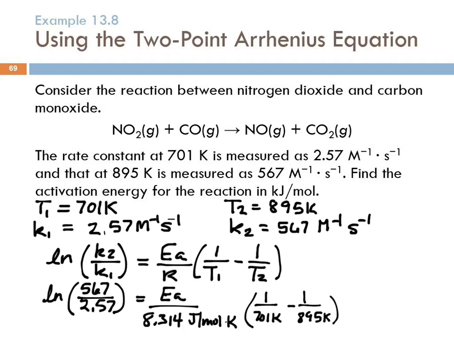So I'm going to take 567 and divide by 2.57. And then I'm going to take the natural log of that. You may want to write that down over here, or you can just proceed without caution. I'm going to then multiply by 8.314, which is in the denominator over here. I'm multiplying to get it to the other side. And that gives me 44.866 and some change. And then I'm going to find out what this is and divide this into the other side.